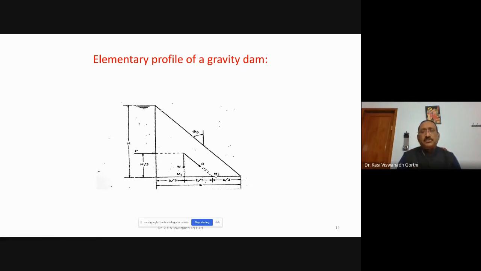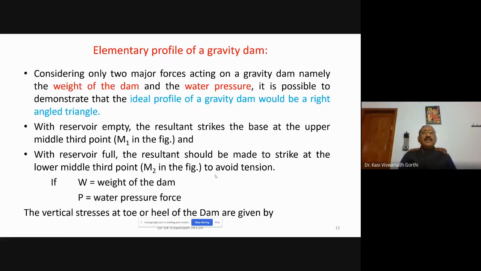Let us see whether it is passing through or not. Considering only two major forces acting on a gravity dam, namely the weight of the dam and the water pressure, it is possible to demonstrate that the ideal profile of a gravity dam would be a simple right-angled triangle.